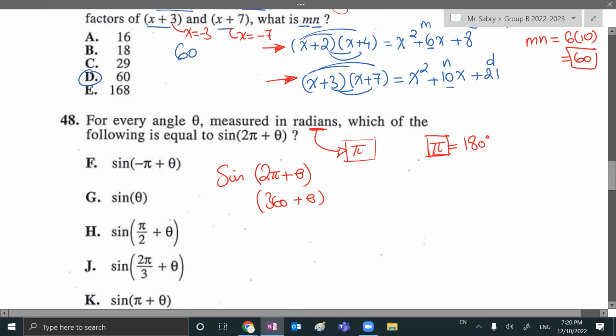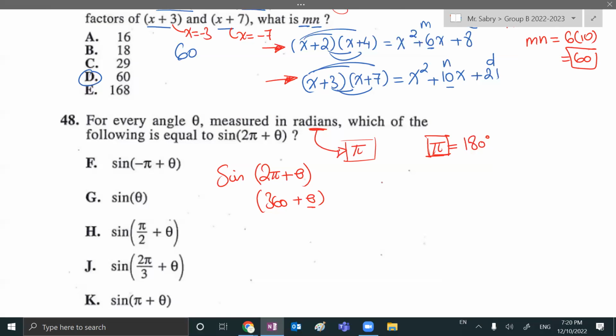So if I add 360 to something, I'm mainly, if this is a circle, starting at one point and then going back to the same point again, because 360 is a full circle and repeating again from the beginning.